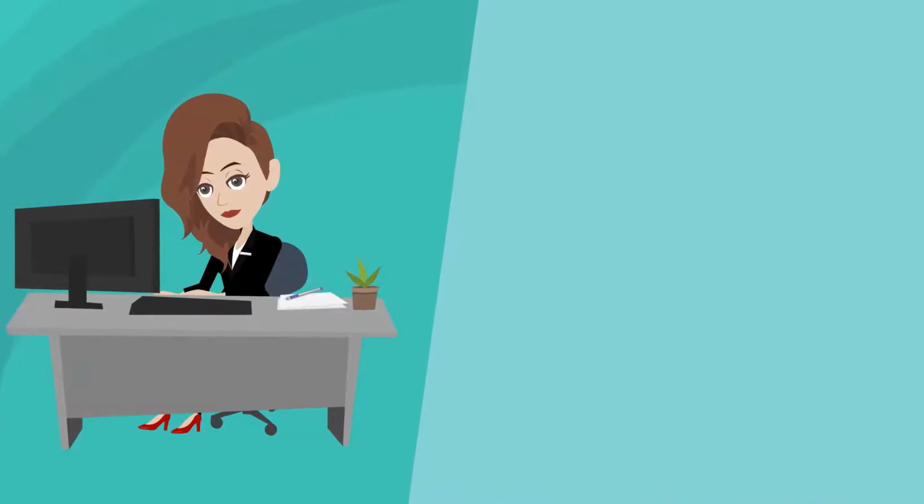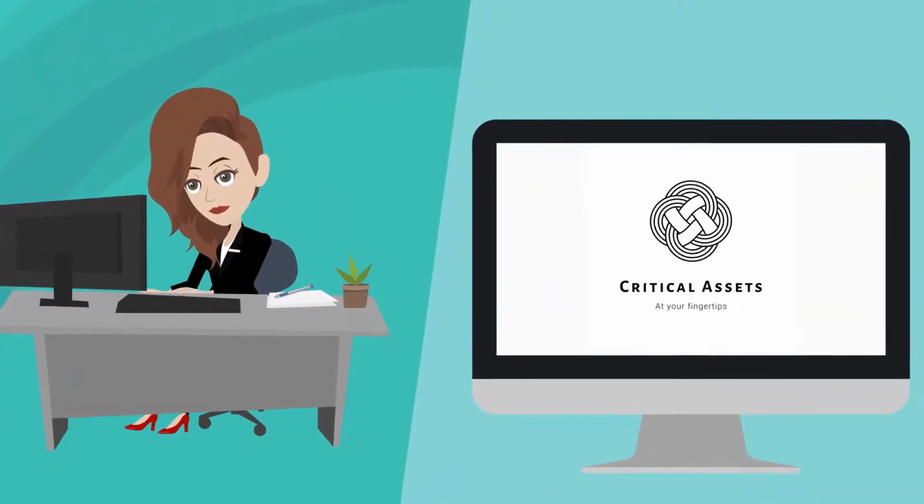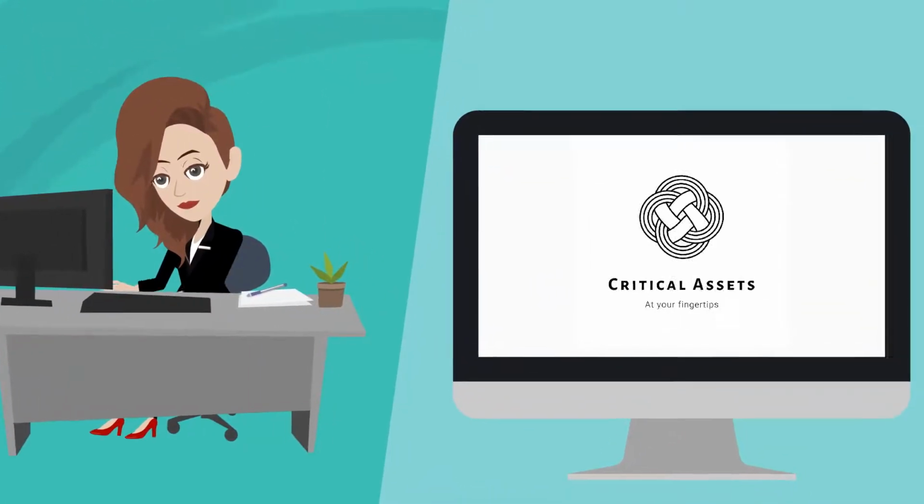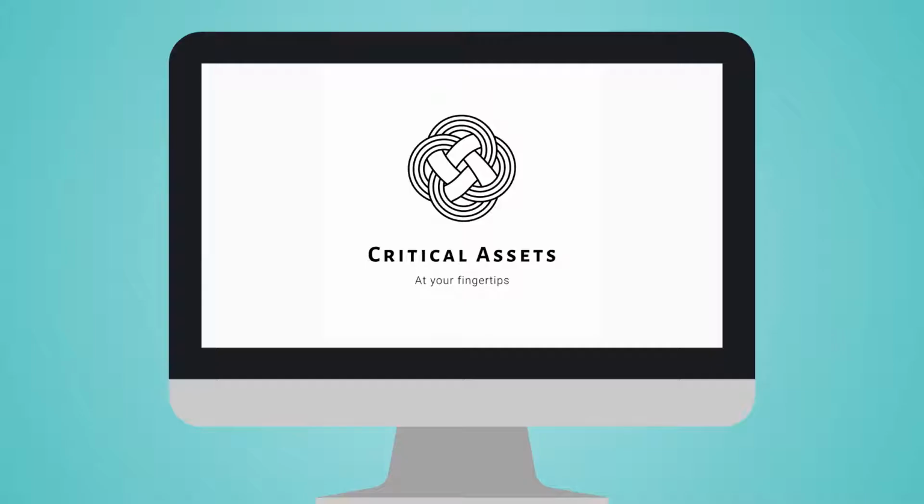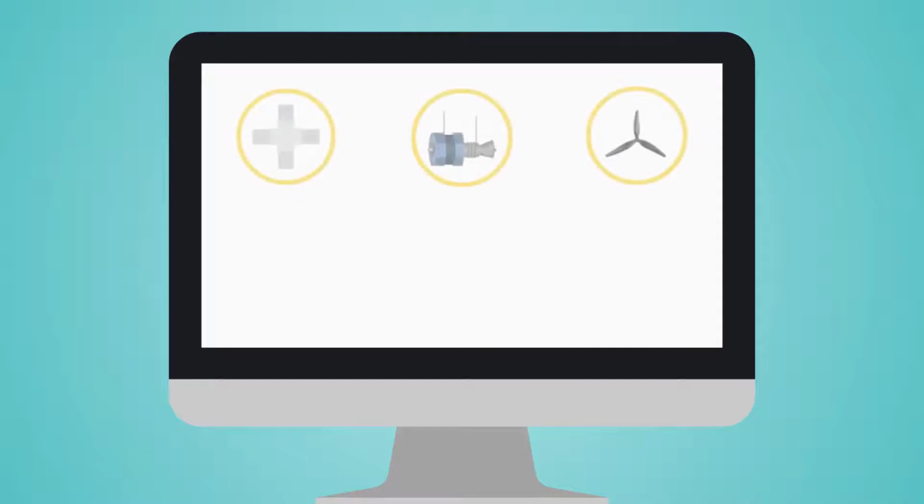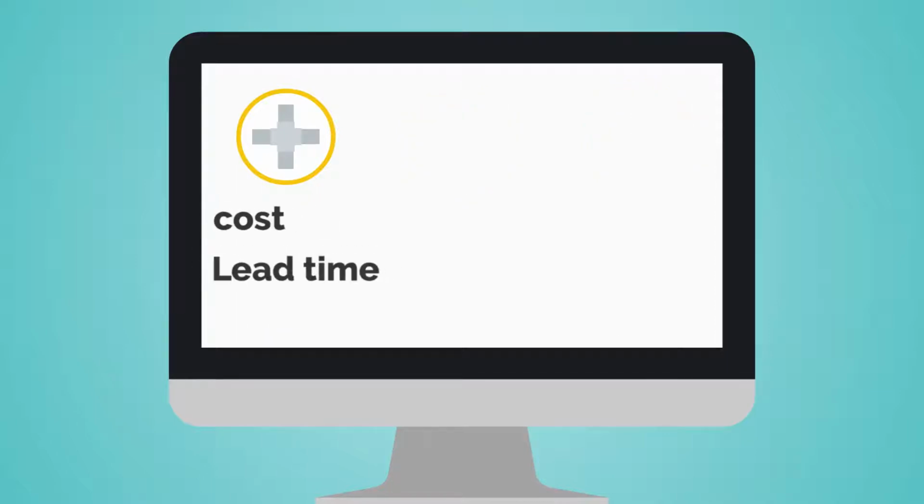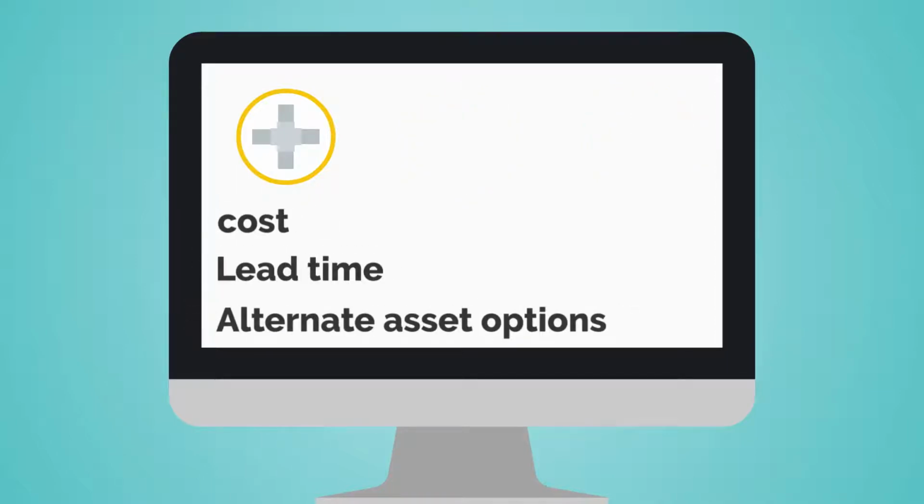By utilising the critical asset platform, a whole lot of time, money and stress could have been saved. Before the pressurised main failed, Jen's company would have logged the asset details as critical to their network. Suppliers can now advise cost, lead time or alternate asset options to replace or repair the assets if and when needed.